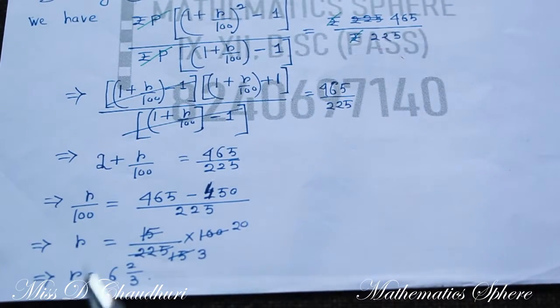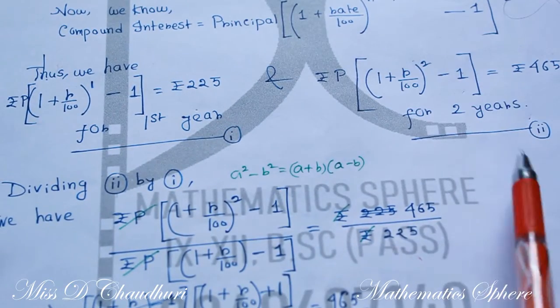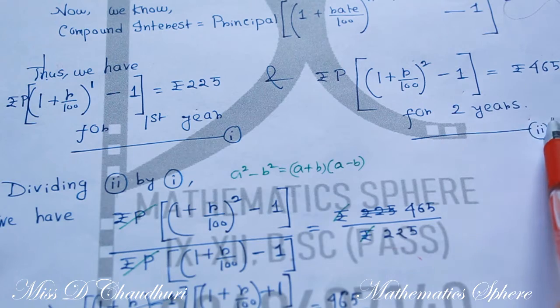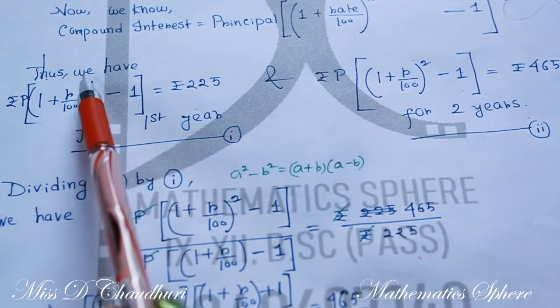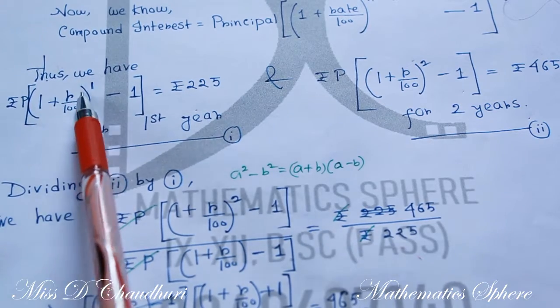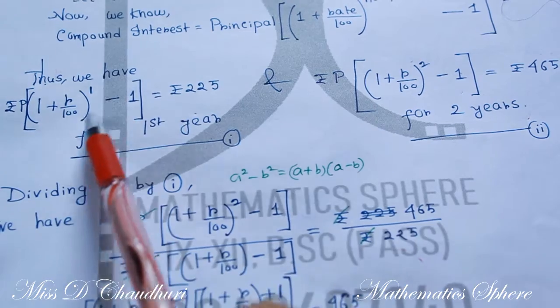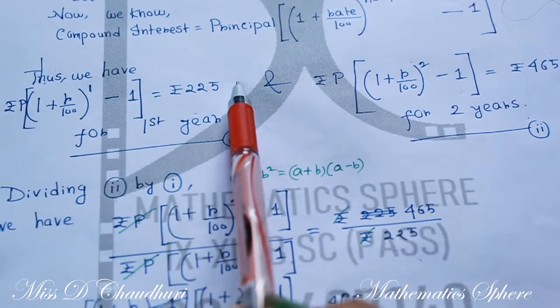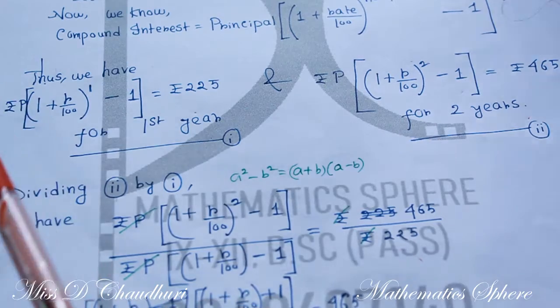Now, as you have received the value of r, you have two equations with you, equation 1 and equation 2. Equation 2 is a bit complicated, so there is no need of using it. Now in equation 1 you put the value of r. So 1 plus 62 by 3 by 100, minus 1. You simplify this first and shift this full thing to that side, and you will get the value of p. Let's see how to do it.